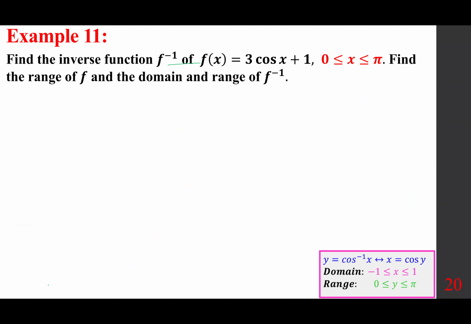Find the inverse function for this case, f of x equals 3 cosine x plus 1, and x is between 0 and pi. And we want to find the range of f and the domain of f inverse. So we start with this function and we change f of x to y because again, it makes it easier to deal with. Interchange x and y.